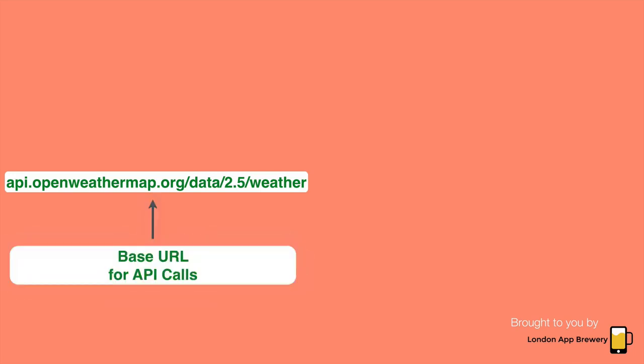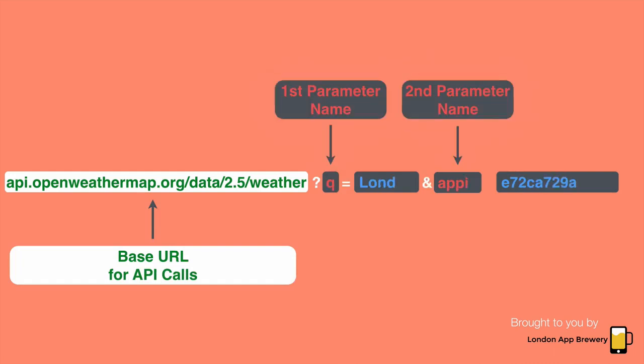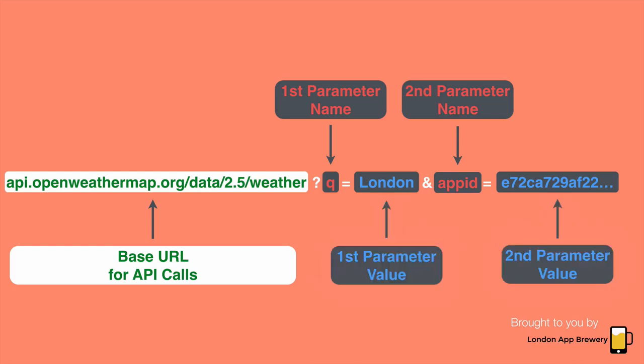Now let's take a look at the second type of API call that we're going to be making. The request for the weather data in a particular city looks like this. The pattern stays exactly the same. We start out with the base URL, and then we append the parameters. In this case, the names of the parameters are Q and app ID. The value of Q is the name of the city for which we are requesting the weather.